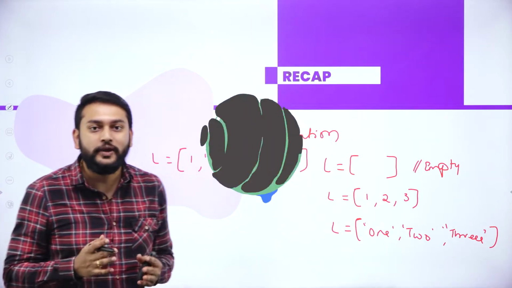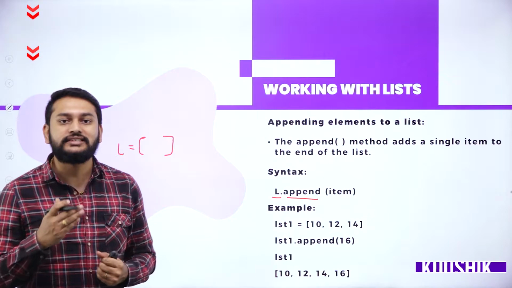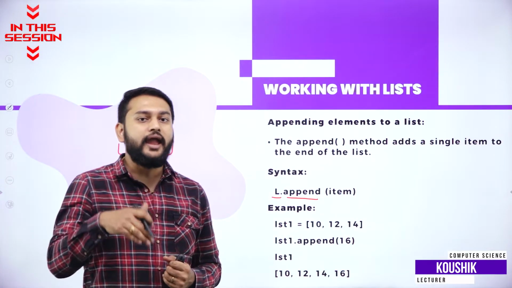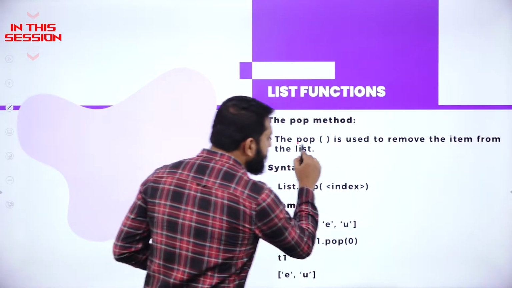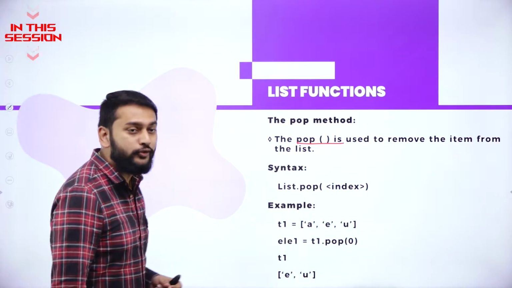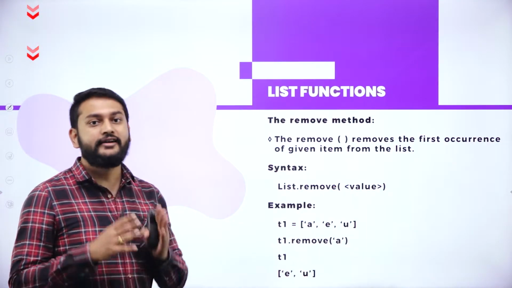So list allows me to store multiple data types inside the list. Append, in the sense of adding an element at the end of the list, is what the append function is performing. Pop is a function which is used to remove an item from the list. There is a difference between pop and remove. Please understand that.